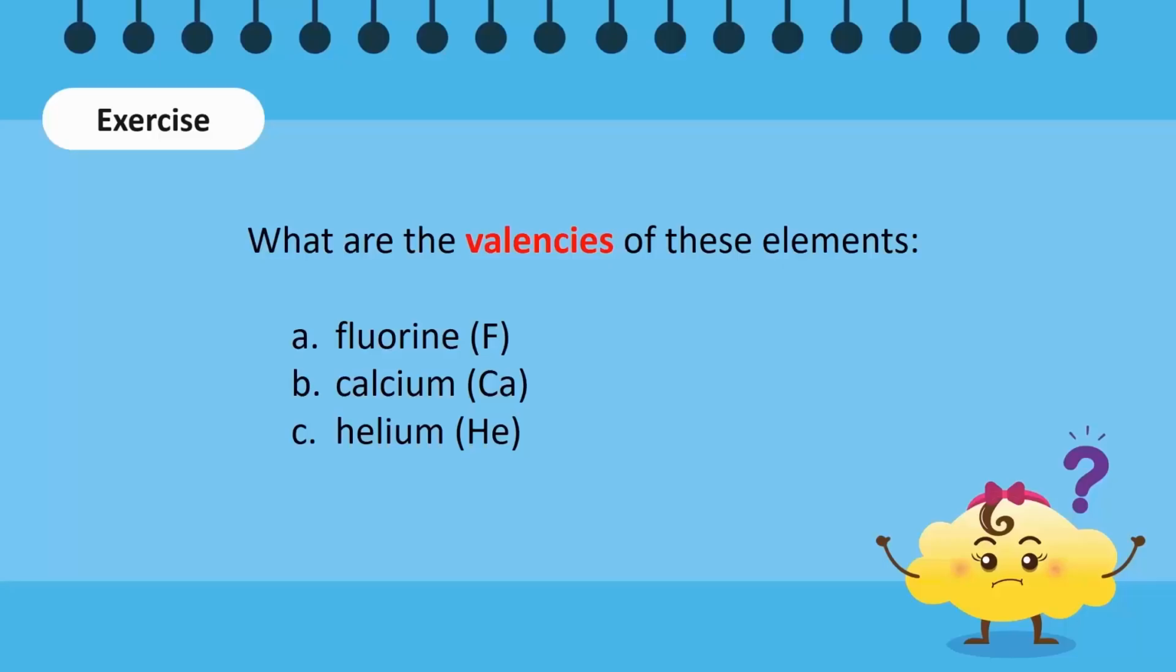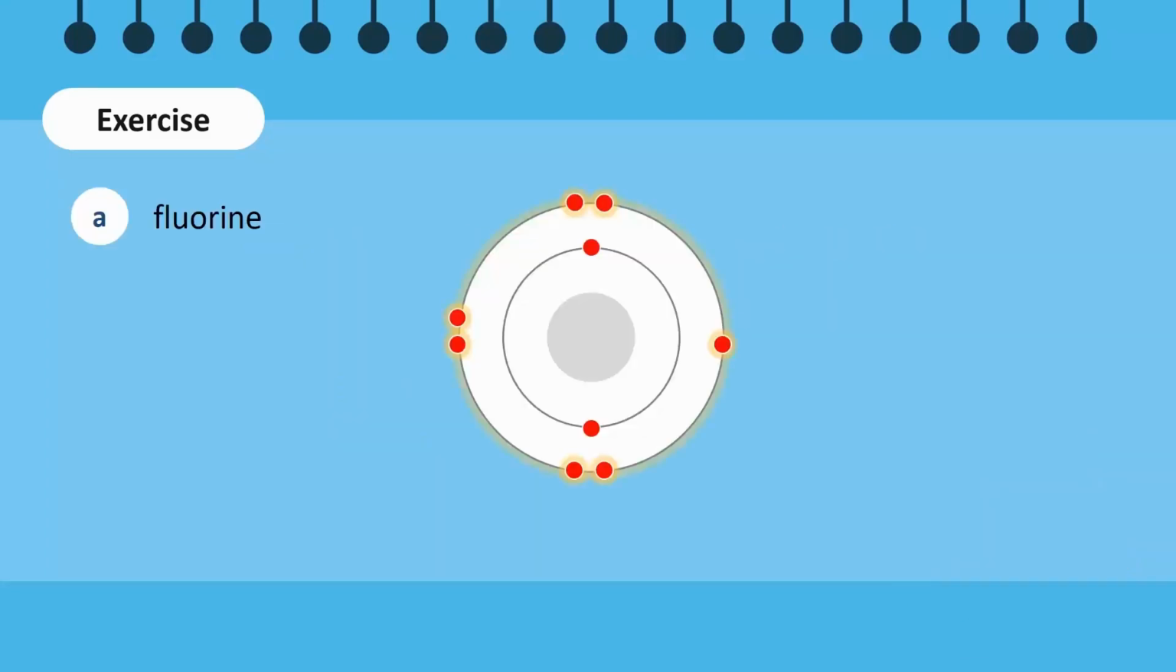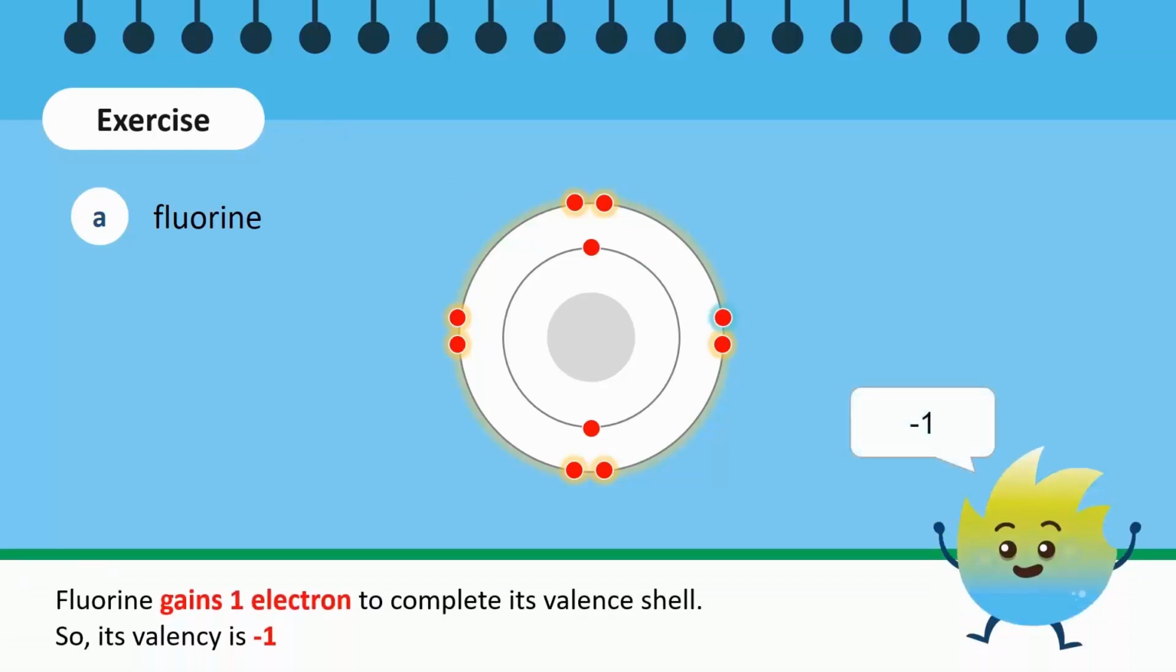Let's do a quick exercise. Pause the video and discuss. Fluorine gains 1 electron to complete its valence shell, so its valency is -1.